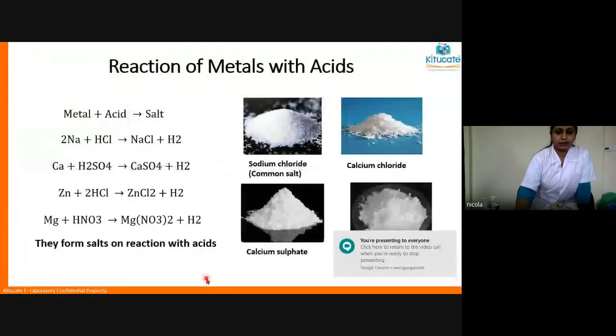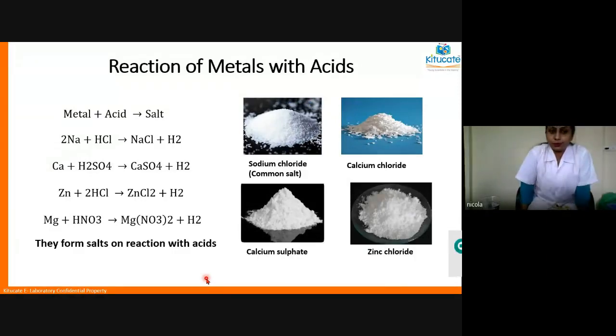All right, next slide. What will happen when metals react with acids? If a metal reacts with an acid, a salt is formed and hydrogen gas is evolved during the reaction. So whenever a metal reacts with an acid, a salt will be formed and hydrogen gas will be evolved during the process.